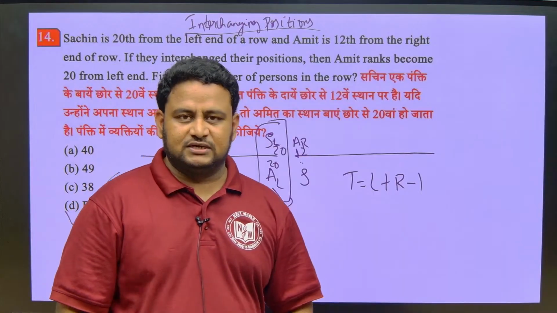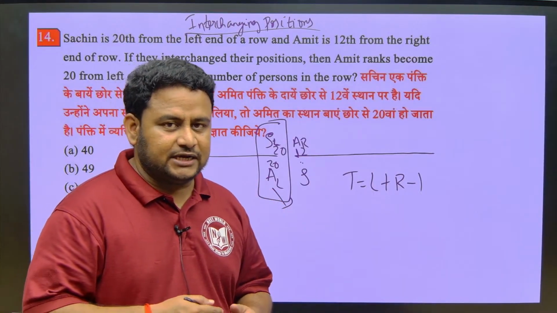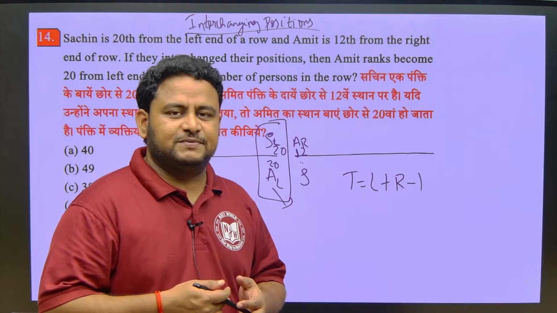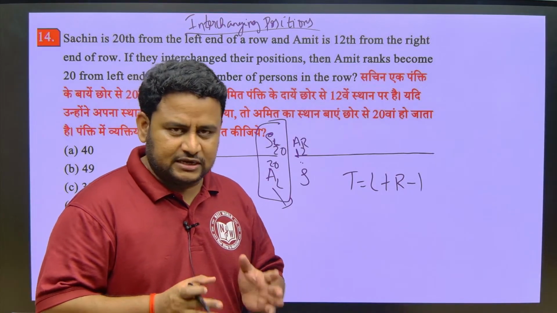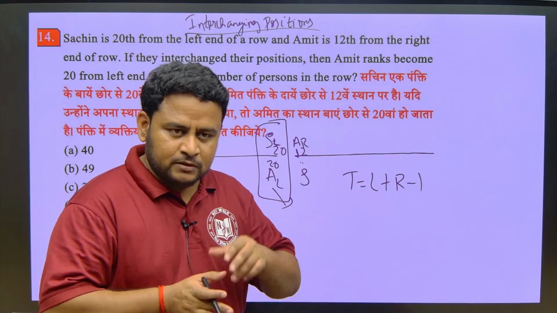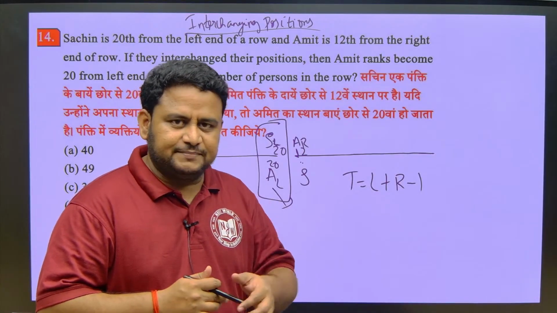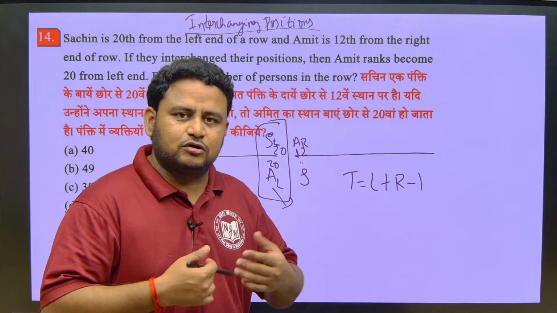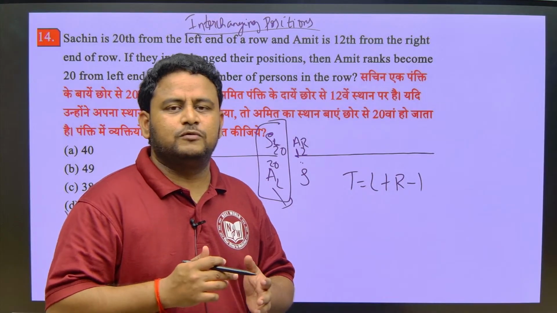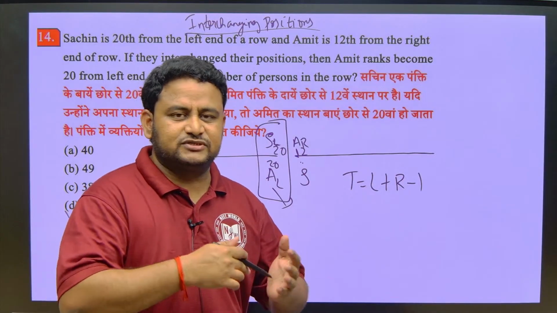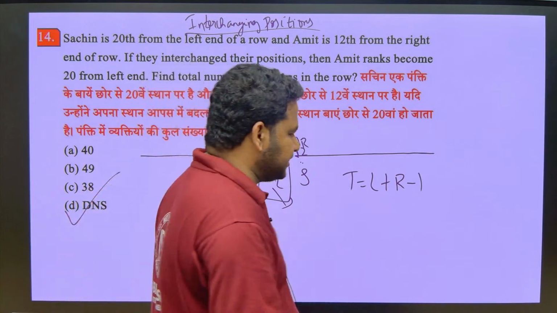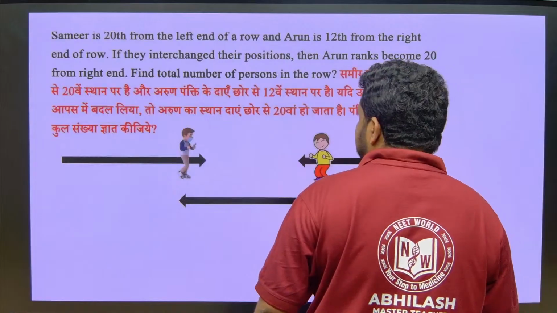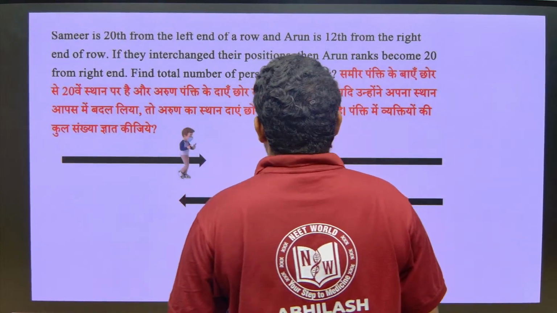In the next class, I will tell you how to differentiate between data not sufficient and cannot be determined. In some questions, you have both options, cannot be determined and data not sufficient. So how to go about it? When to use data not sufficient and when to go for cannot be determined, I will tell you in the next class. So please stay tuned.